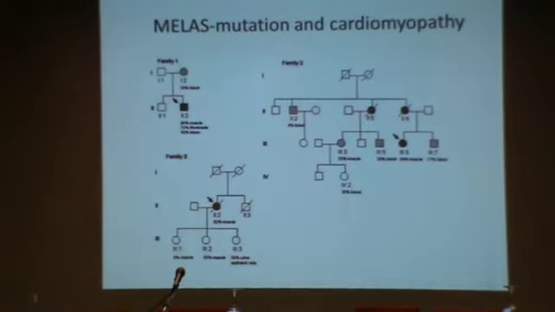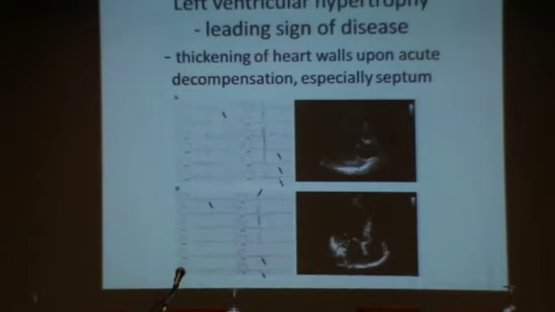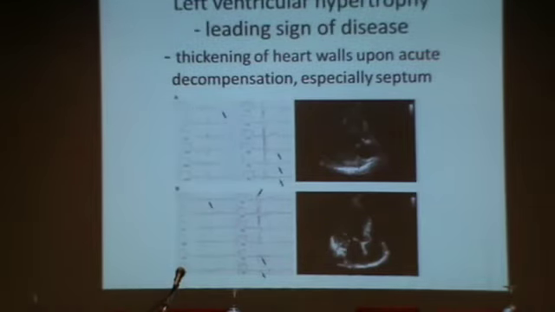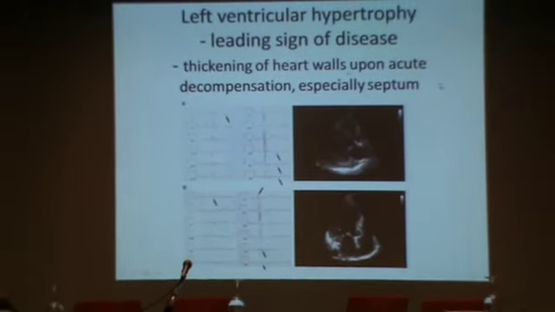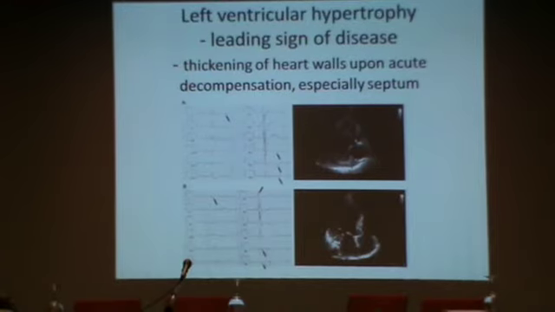At least if they had it, even this person who had 29% mutant in the blood, which is typically a little bit higher in the tissues. In these patients, it was the leading sign of disease. It wasn't something that was associated. And there seems to be septum thickening, especially at the times when they have worsening of disease. And we don't know whether this is the cause of the arrhythmias that these people develop, or whether it's a consequence of the disorder.